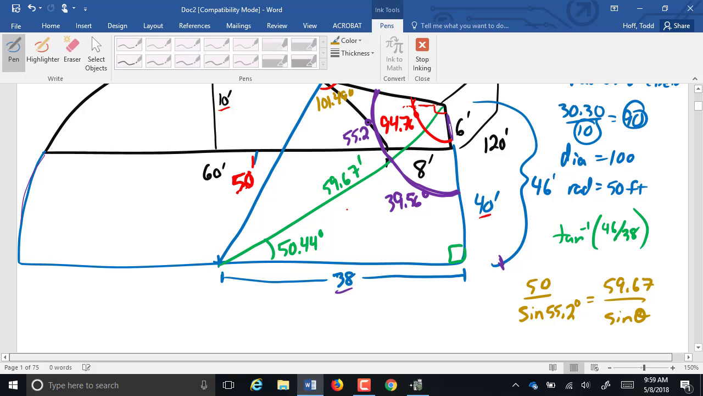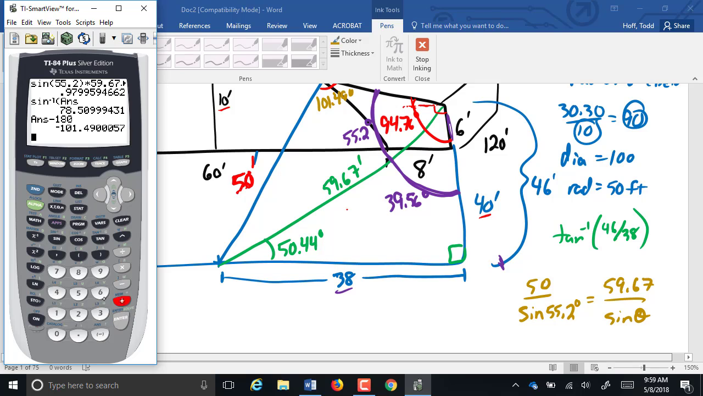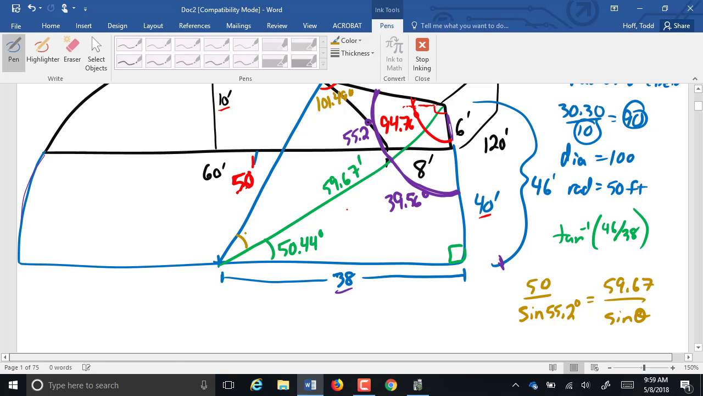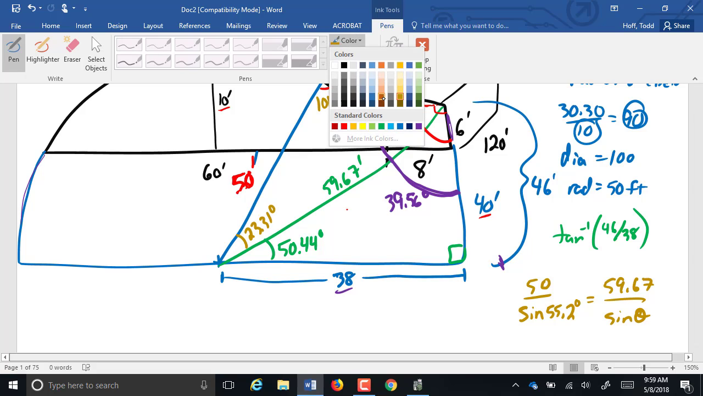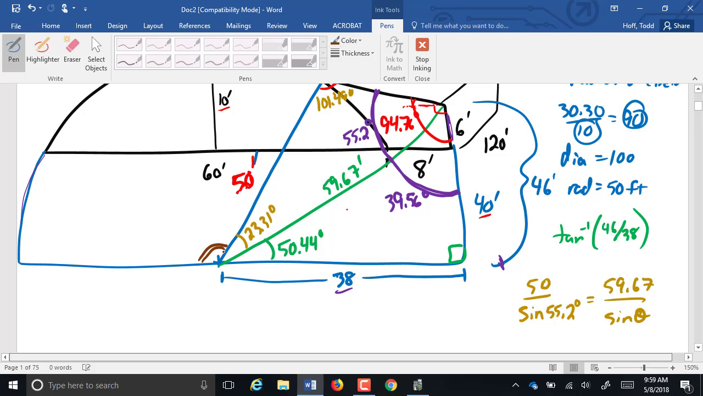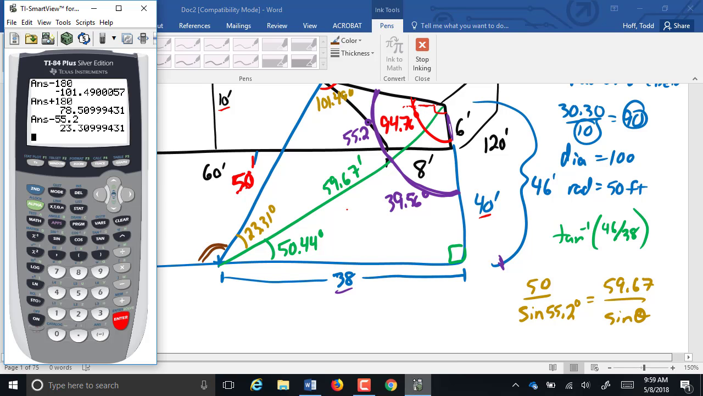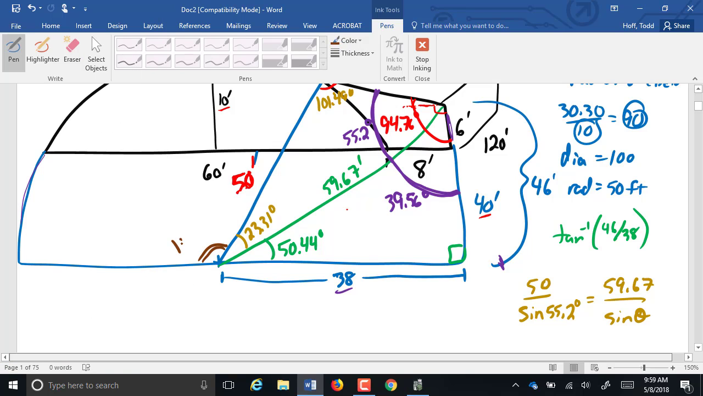If that's 101.49 degrees, and 55.2, right? So if this is 23.31 down here, correct? Which makes this angle over here 106.25.